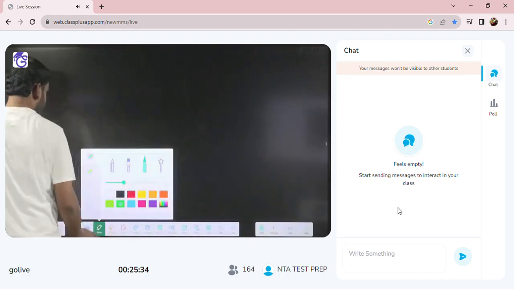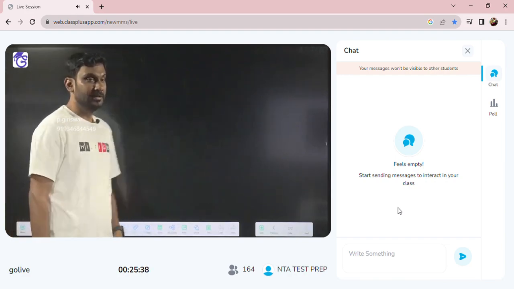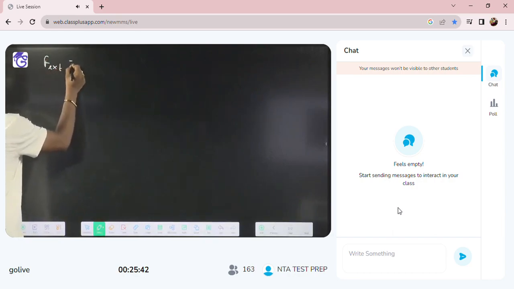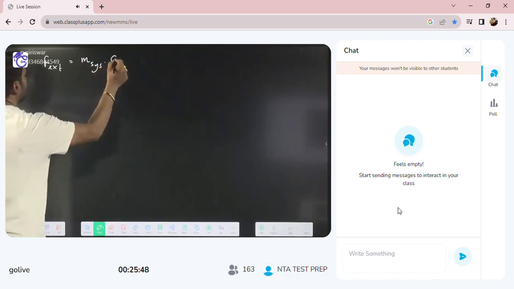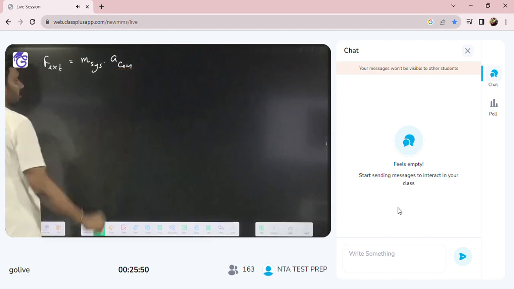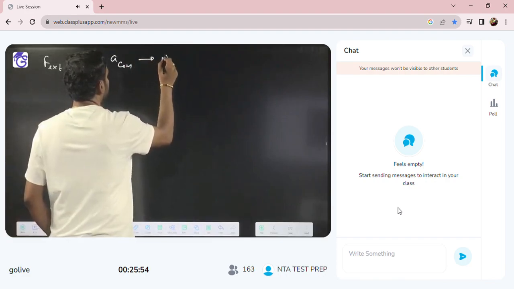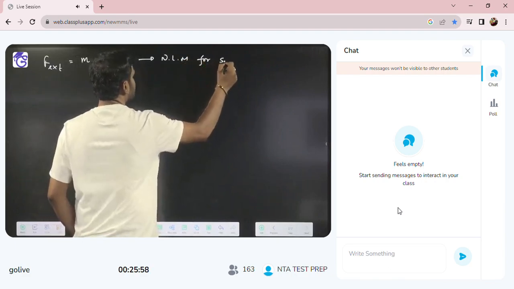So the next thing we are going to see is some spring cases, but before that, I want to remind you once again this thing. What we have written, boys and girls? We have written F external is equal to mass of the system into acceleration of center of mass. What was that? It was Newton's laws of motion for system of particles.